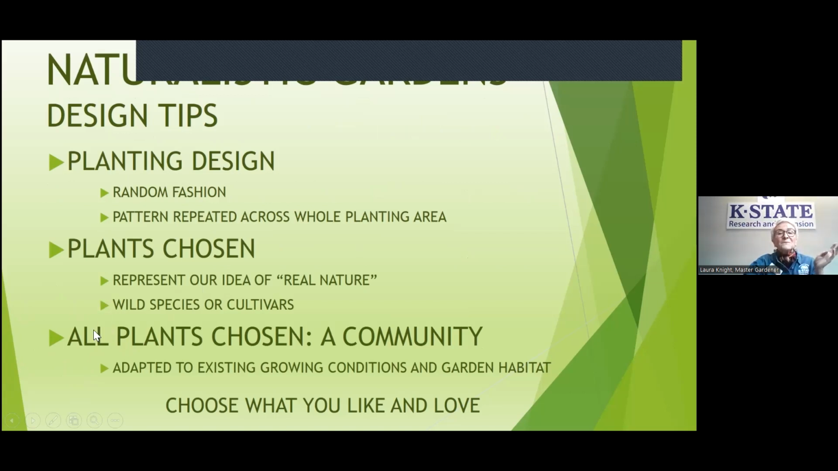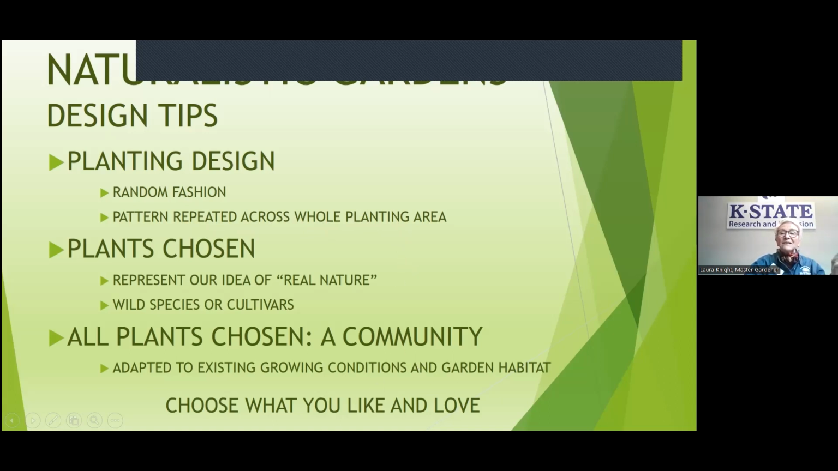The design tips to remember are planting design, random fashion, patterns can be repeated across the whole planting area. Why? Because your eye sees a pattern. We are intellectual human beings. We recognize patterns. We like patterns. It makes us feel safe.